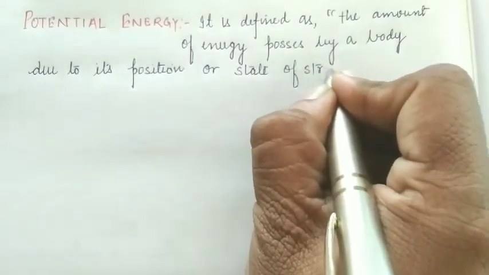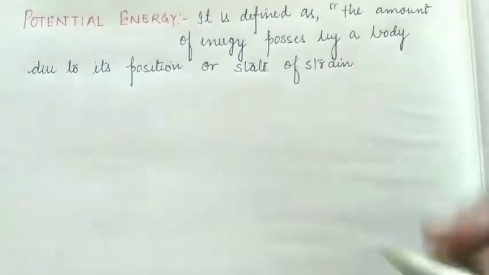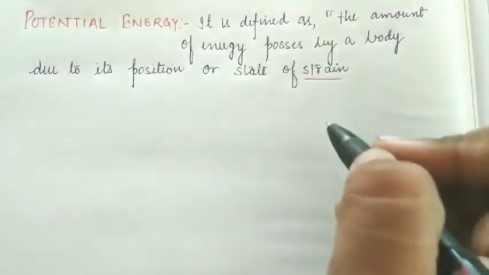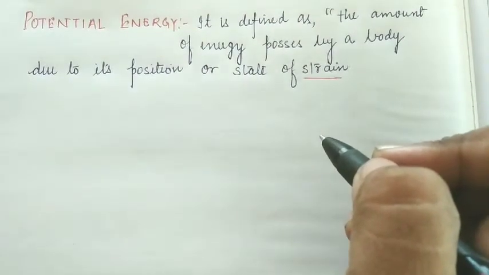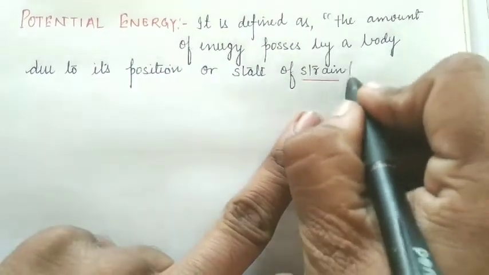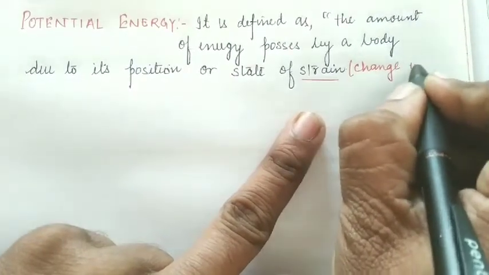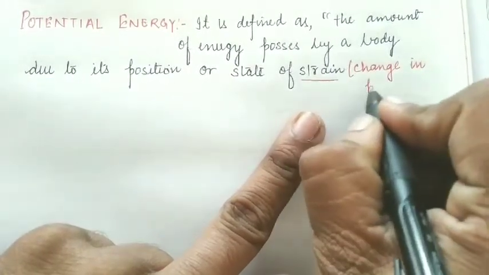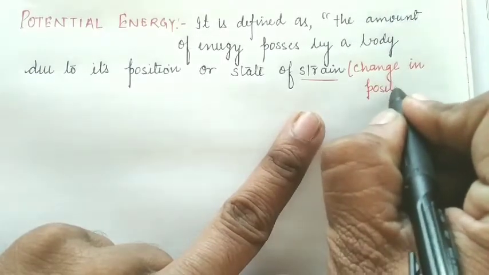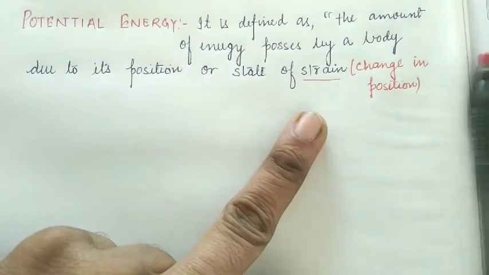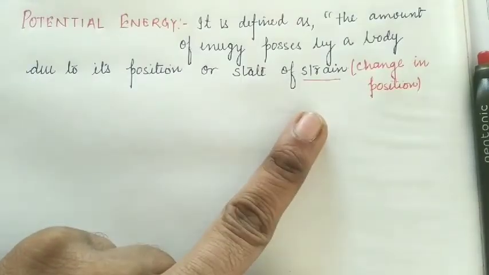What do you mean by strain? Here I have used a new term, which is termed strain. Strain means change in position, students. So with the change in position, the amount of energy possessed by a body is said to be the potential energy of a body.